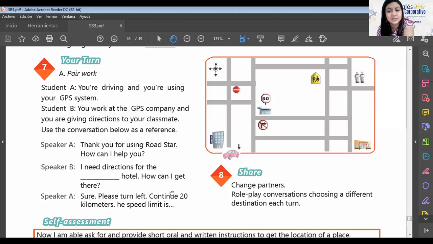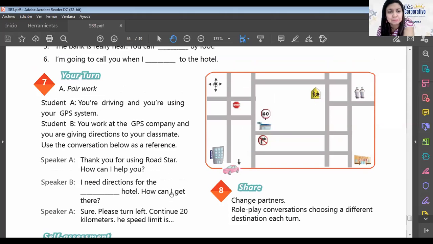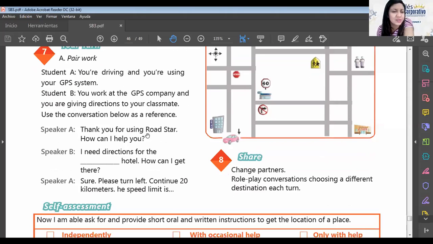No sé si captamos ahí lo que vamos a hacer. So. Aquí está la conversación. This is the conversation. It's very short. Pero sí necesito que se pregunten cómo llegar a un lugar. You are driving and you are using a GPS system. Pero los lugares puede ser cualquiera de esos que están ahí. Sí, incluso puede agregar otros. We have the restaurant, gas station, bank, hotel. Bueno, el hotel ya no.